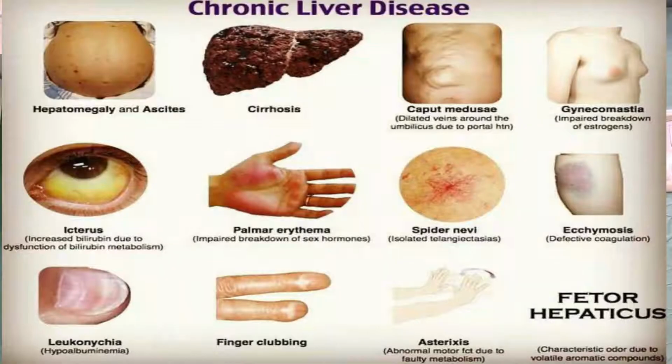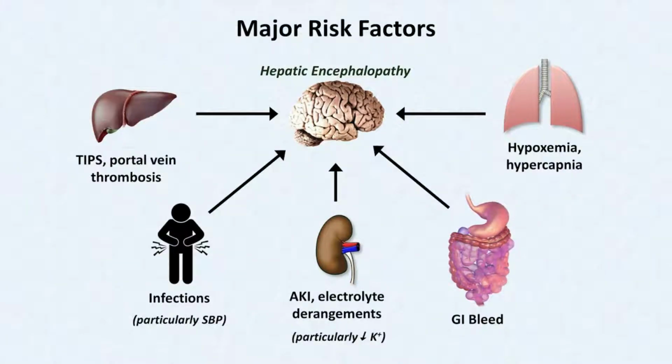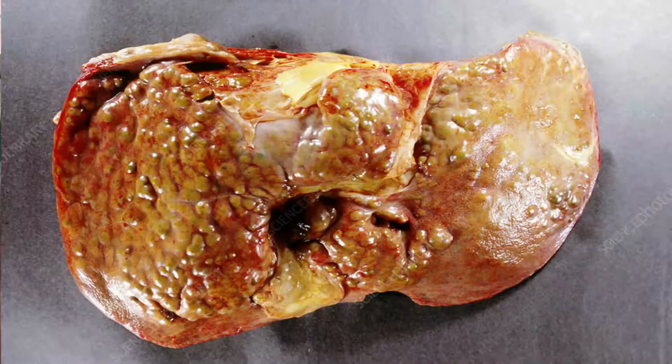So the common signs and symptoms of our patient with decompensated liver disease are, number one, ascites, uncontrolled jaundice, pedal edema, fetor hepaticus, inversion of sleep rhythm, disorientation, or hepatic encephalopathy. This may be the presentation of a patient with decompensated liver disease.